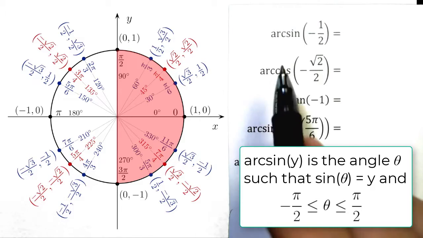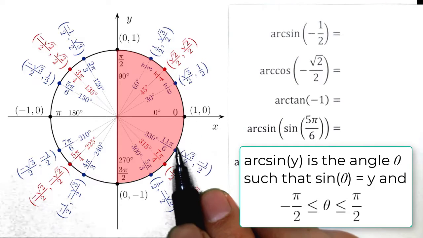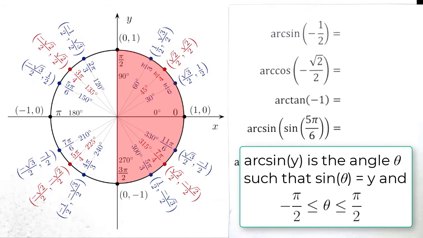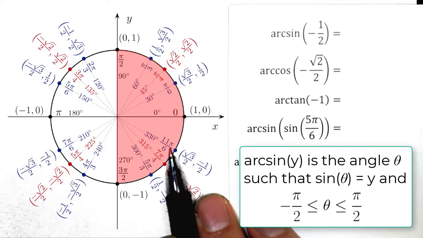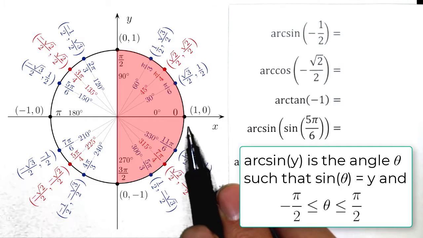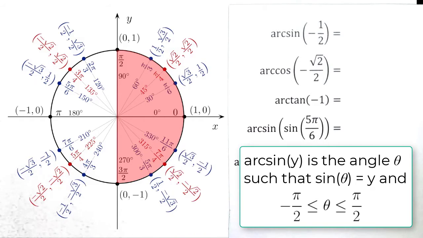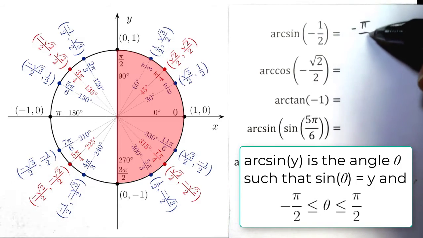So now I say, well, arc sine is giving me the angle. Now I might look at this picture and think, well, look, my angle is 11 pi over 6. But that doesn't work. That's not an angle between minus pi over 2 and pi over 2. So what angle is? Well, I can go backwards, negative pi over 6. That angle, negative pi over 6, is in the range negative pi over 2 to pi over 2, and so that is my answer.